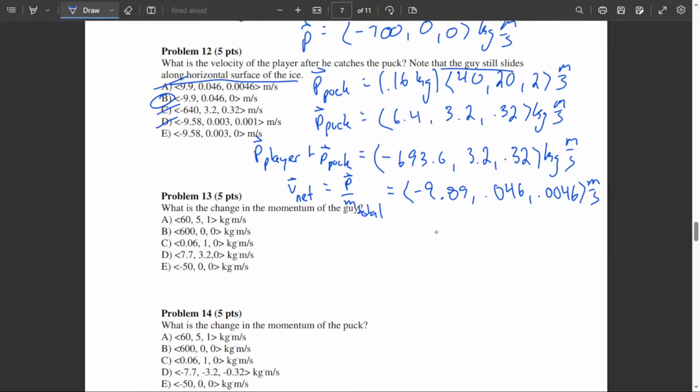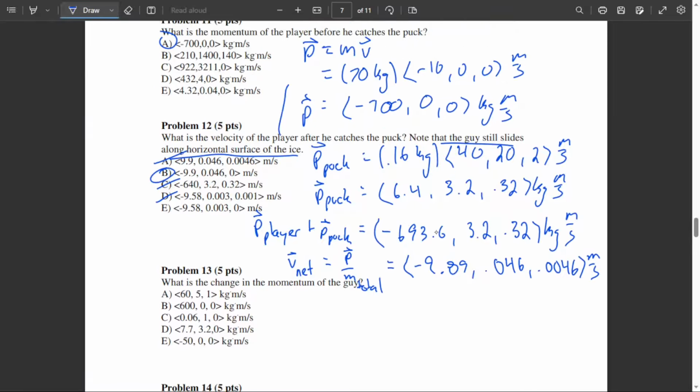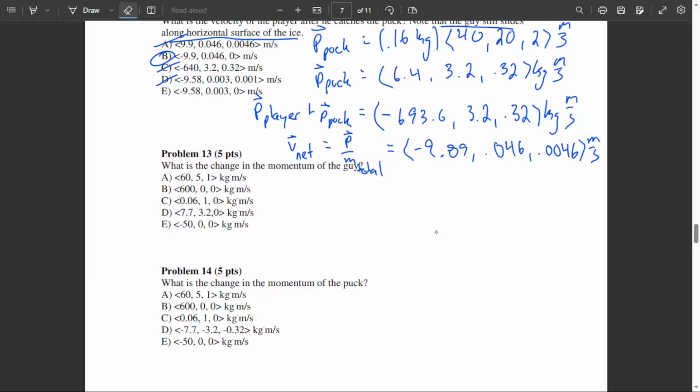Problem 13. What is the change in momentum of a guy? So in order to calculate change in momentum, we need the initial momentum and the final momentum. The initial momentum is easy. We already had that calculated right up here. And so, all we need is the final momentum. You might want to use this value right here for the final momentum, but you have to be careful, because this is the final momentum of the player and the puck. In order to get just momentum of the player, we have to multiply that momentum by the ratio of the mass the player has compared to the total player plus puck system.